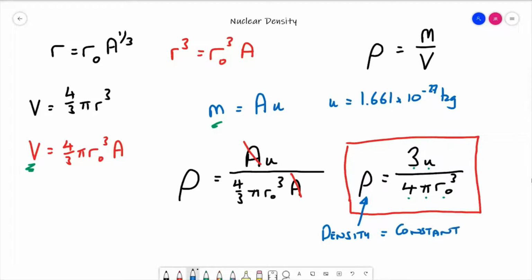If we take those numbers then, if we take the atomic mass unit as 1.661 times 10 to the minus 27 and R0 from the previous screen as 1.05 times 10 to the minus 15 metres, or 1.05 femtometres, what we can then calculate is that the density of a nucleus is 3.4 times 10 to the 17 kilograms per metre cubed.